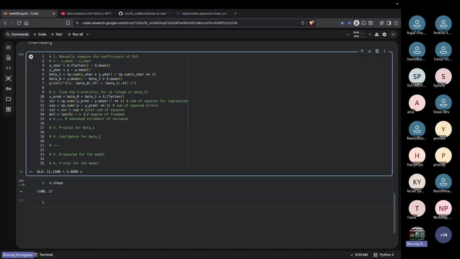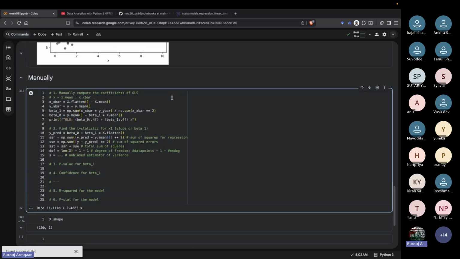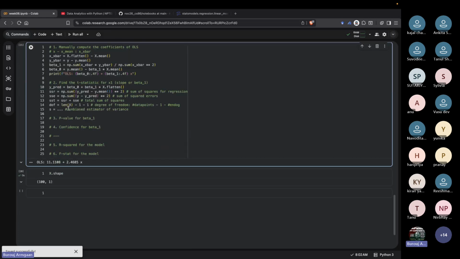Essentially, it would be minus 1. But if you remember, since we only have one independent variable, k in this case is just 1. So it is n minus 1 minus 1. So we can also write it here: the number of data points minus 1 minus the number of endogenous variables. I believe it's endogenous, right? Yeah. So we have this.